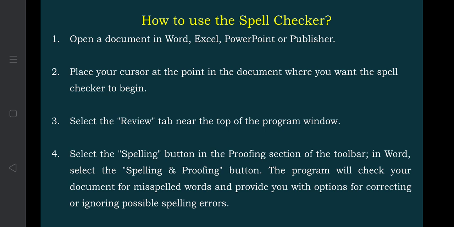The program will check your document for misspelled words and provide you with options for correcting or ignoring the possible spelling error. So when you start using this review and click on the spelling button, it will just keep on moving down all the misspelled words. That means whichever is wrong, it will check every word. If something is wrong, it will stop and give you some suggestions to correct the errors. If you want, you can correct or you can ignore and move to the next word.